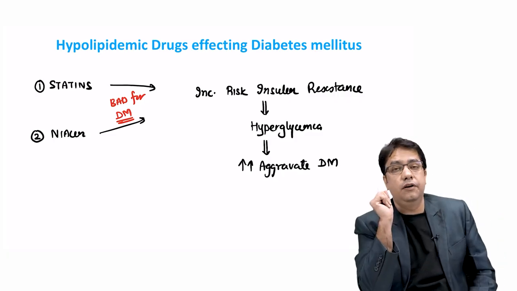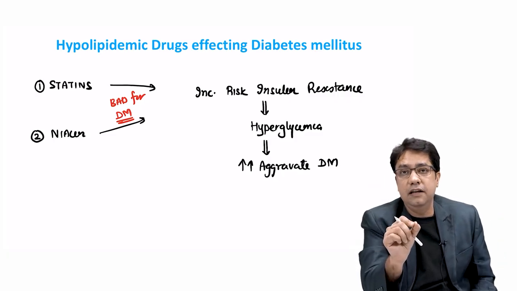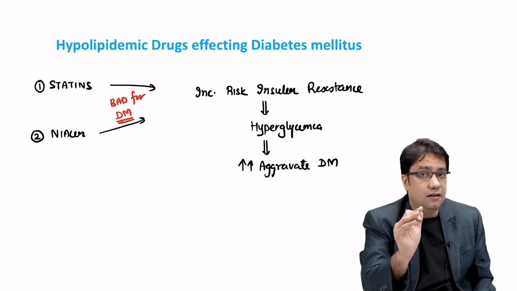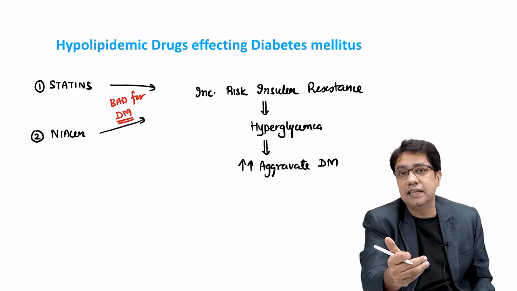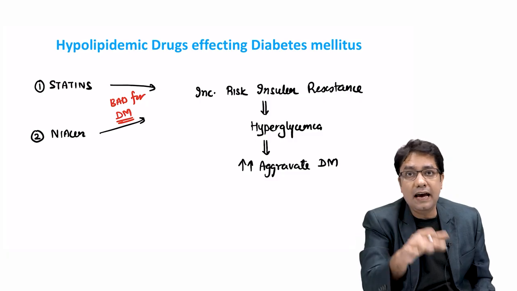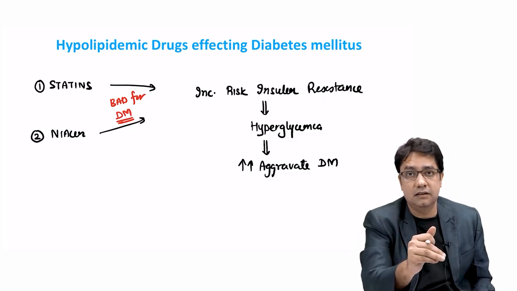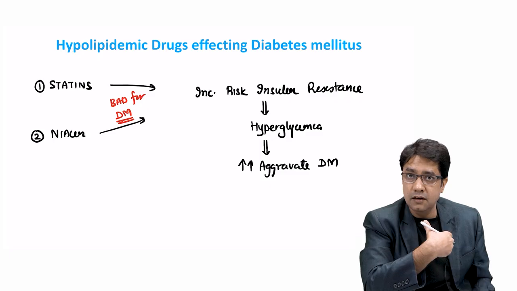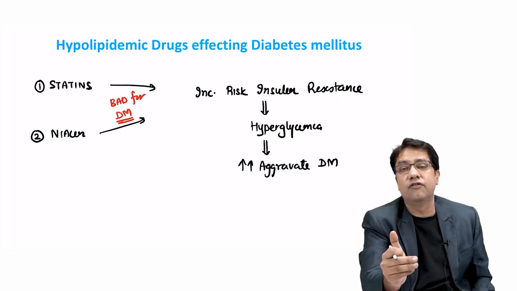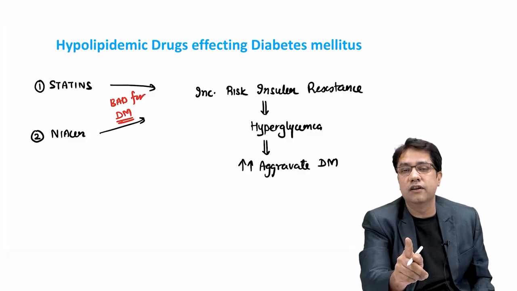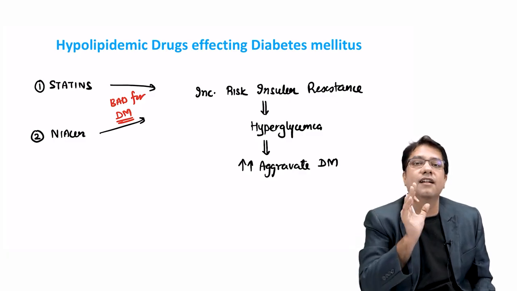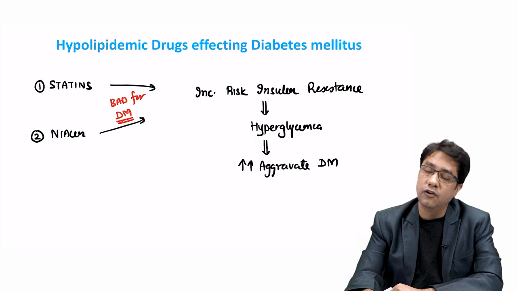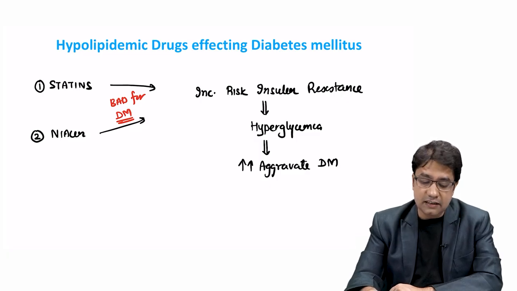But remember one point: even if they are bad for diabetes mellitus, statins are still given in diabetes mellitus. The reason is the benefit of using statins is more as compared to the risk of diabetes. Because in diabetes, the patient dies because of MI and stroke. Statins reduce the risk of MI and stroke, which is more important for us as compared to hyperglycemia. So still they are given in diabetes mellitus, although they cause hyperglycemia.